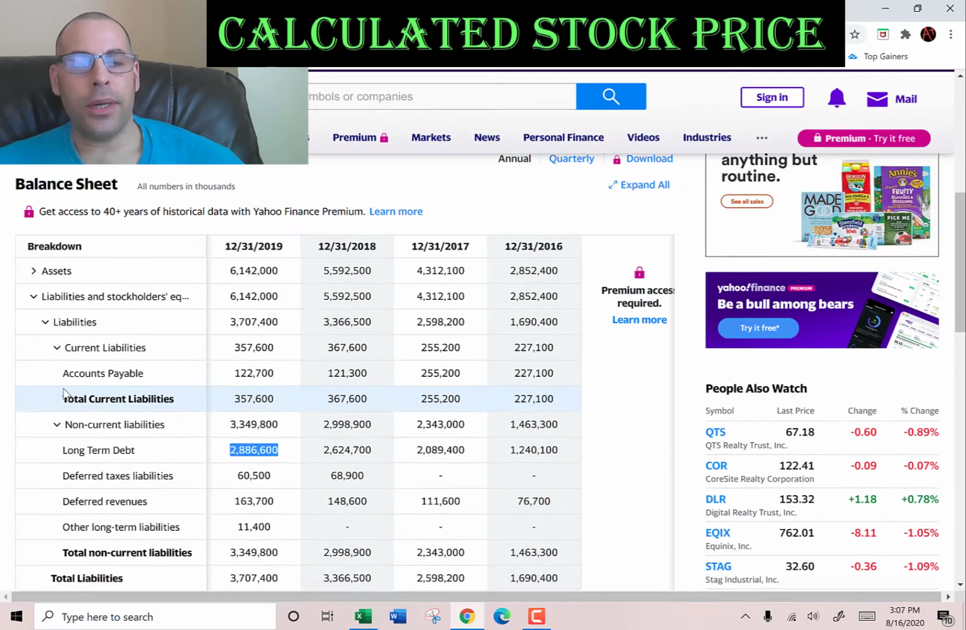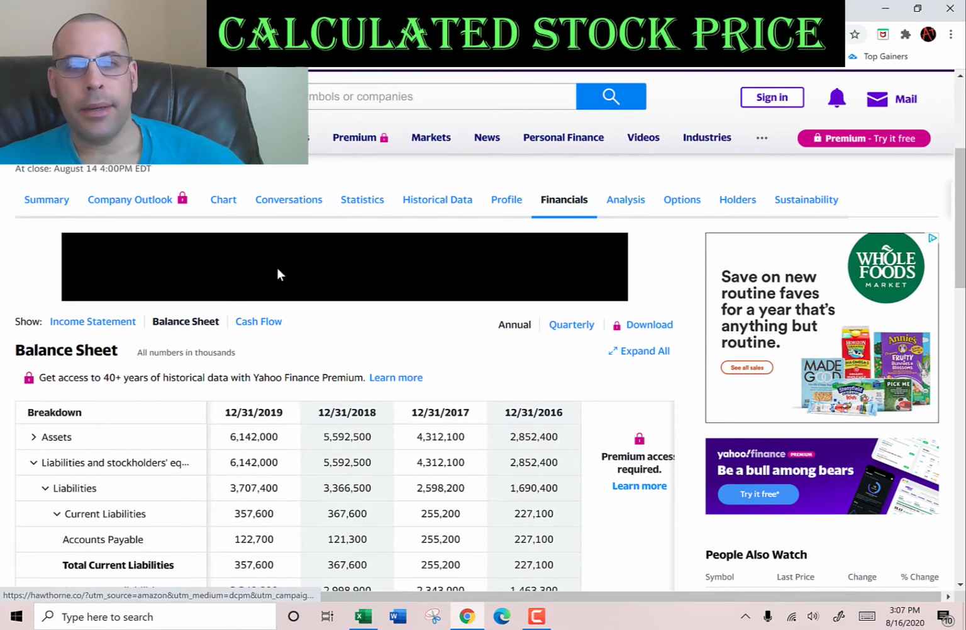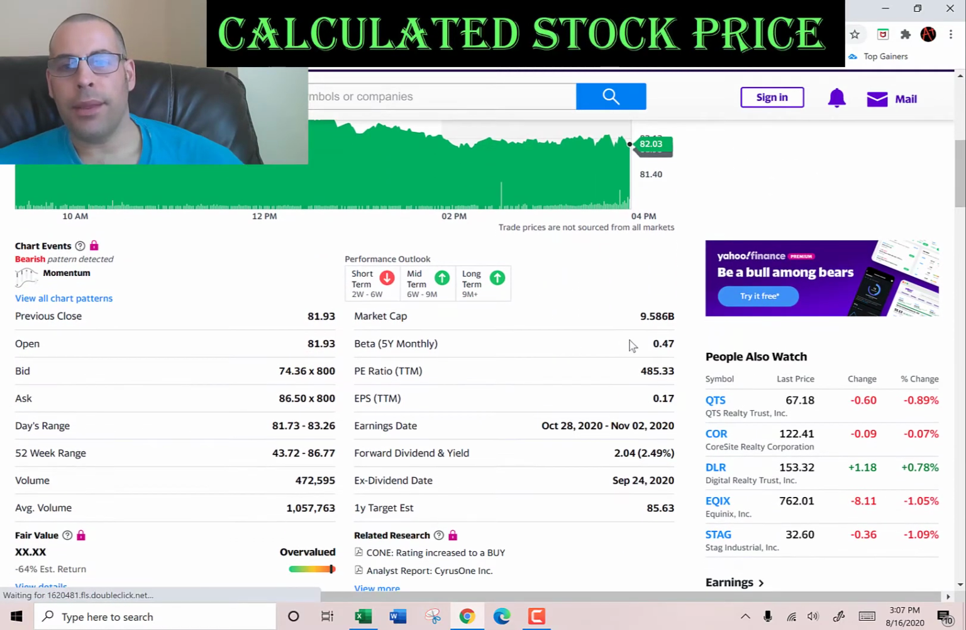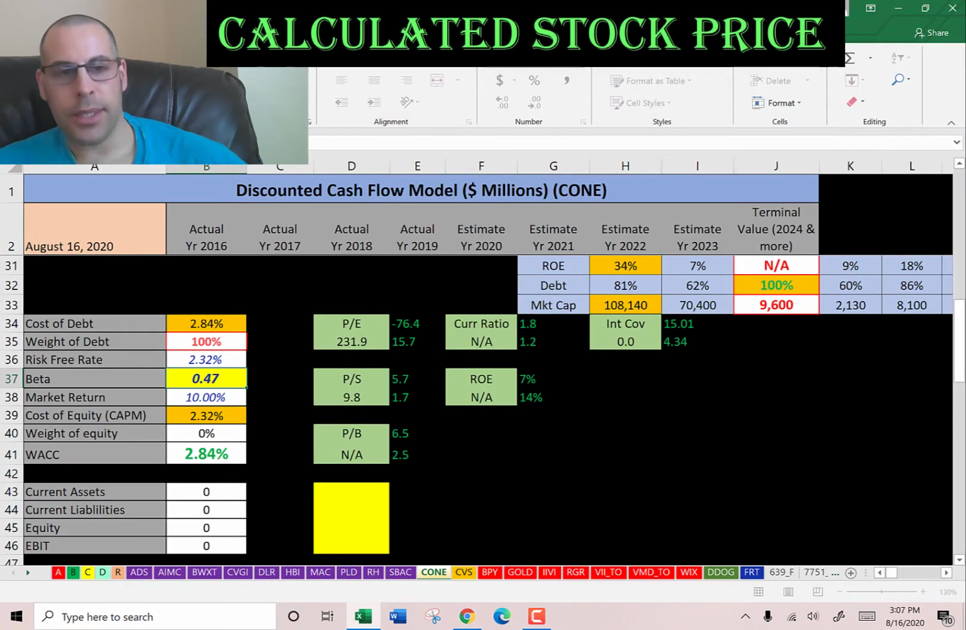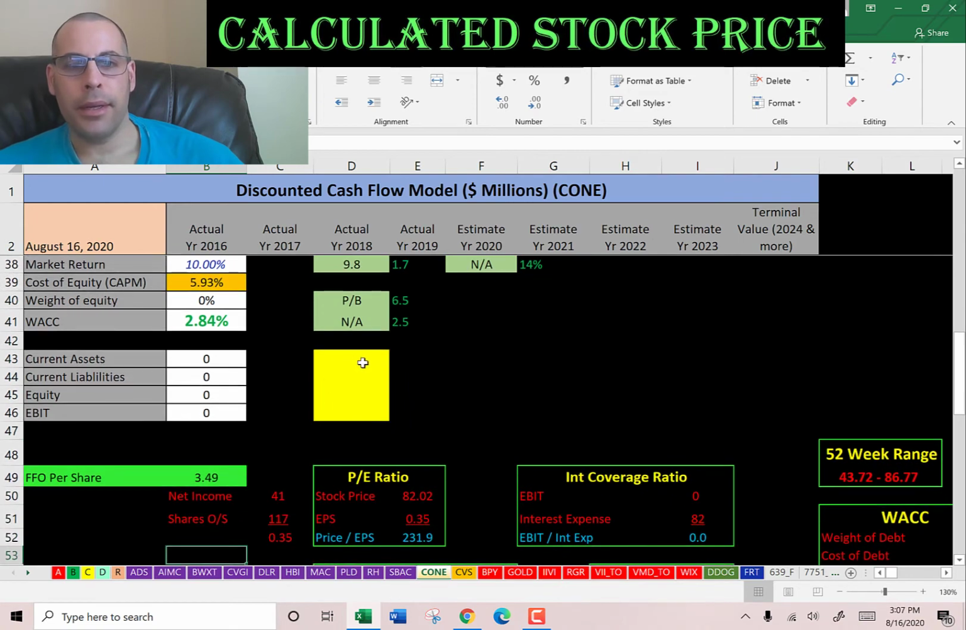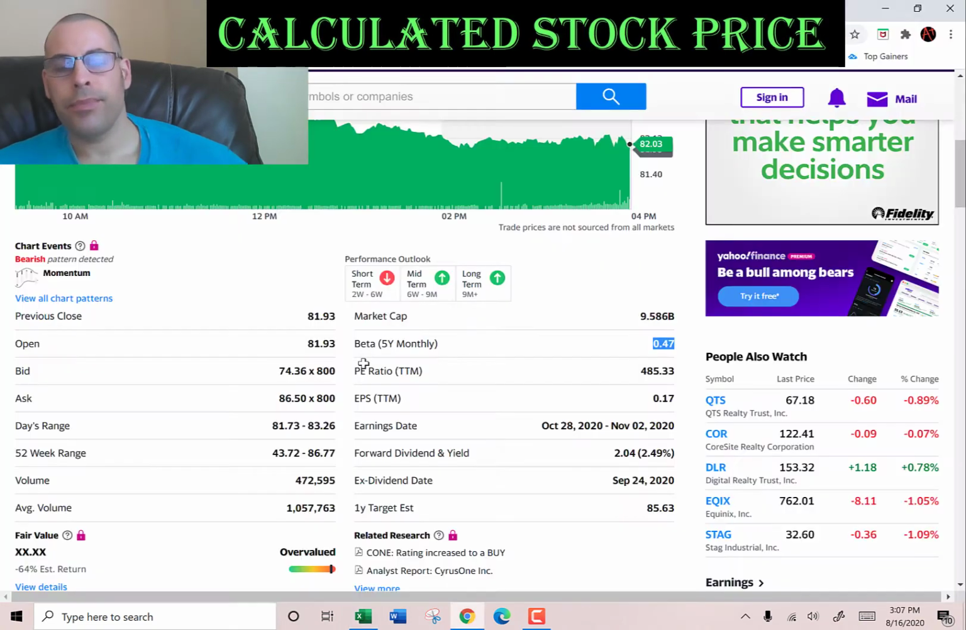Next, we need to figure out the cost of equity. So we need the beta to get that. And that's how volatile the stock is relative to the market. And they have a beta of 0.47, so it's not volatile at all. It moves about half the market. So it's a pretty safe stock.